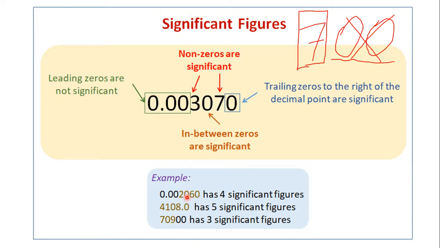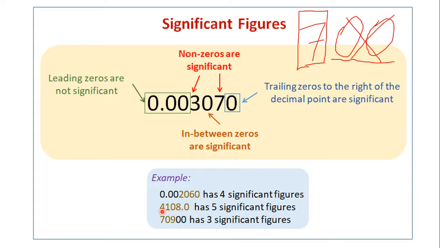Now, why is this 0 significant? Because it's between two significant figures. Very good. Now, why is this 0 significant? Because it's trailing and it's to the right of the decimal point. Okay, so here we have 5 significant figures.